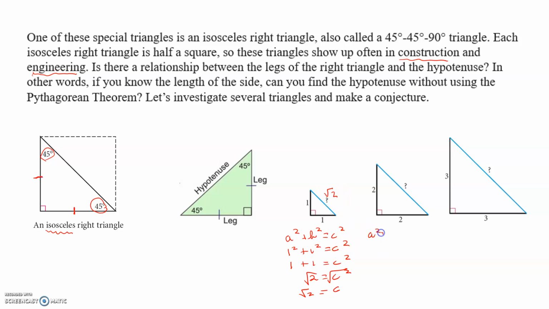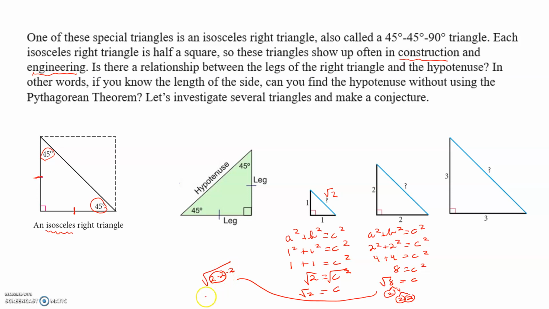Okay, next one. a squared plus b squared is equal to c squared. 2 squared plus 2 squared is equal to c squared. 4 plus 4 is equal to c squared. 8 is equal to c squared. So c would be the square root of 8. Now, 8 is 2 times 4, and 2 times 2 for the 4. So 8 is, I'm running out of room, I'll come over here, the square root of 2 times 2 times 2. These two 2's will come out, and inside there will be a 2. So this is 2 square root of 2.